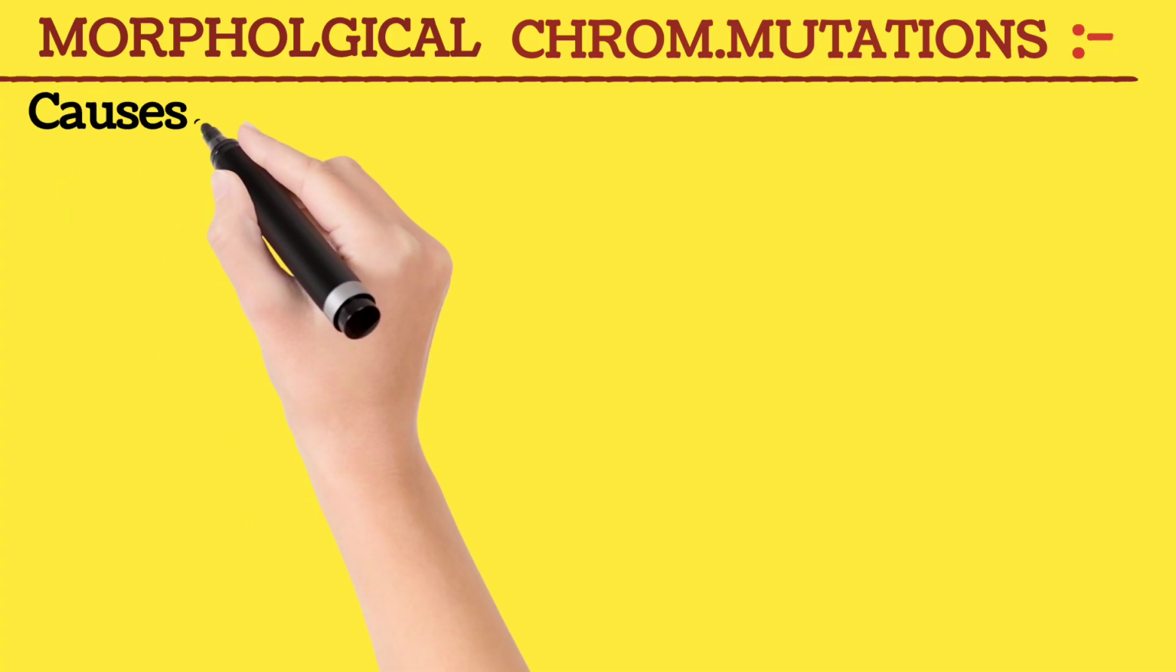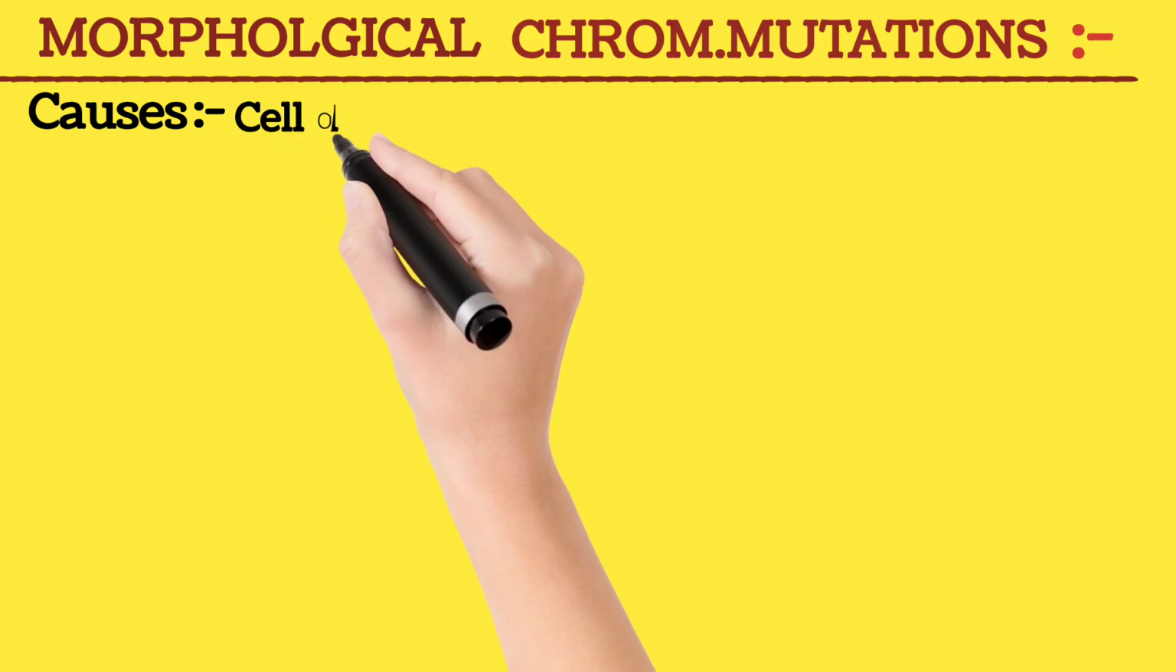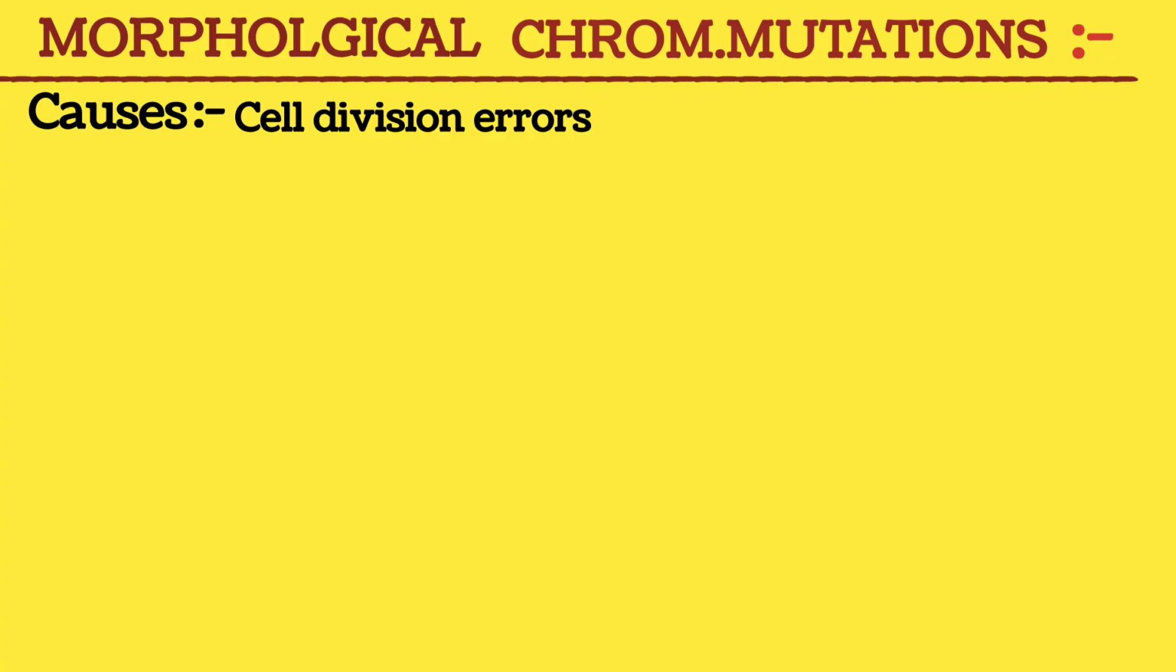Dear friends, let me underline some causes of these mutations. Number one, and a very important primary cause, is cell division errors. You know, cell division involves mitosis and meiosis. Some errors, like non-disjunction, which means a chromosome fails to separate, and accordingly unequal crossing over, also lead to chromosomal mutations.